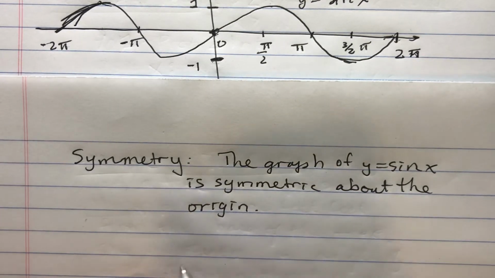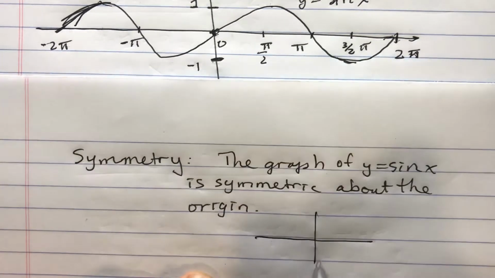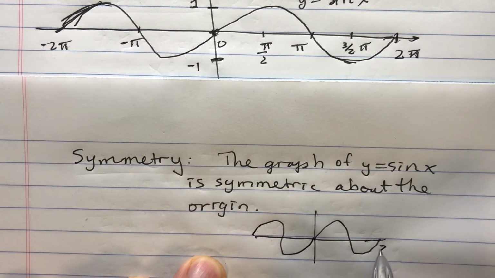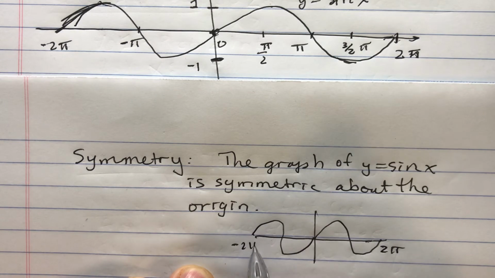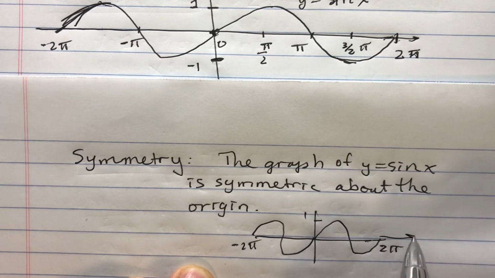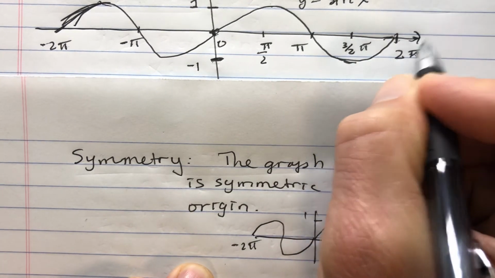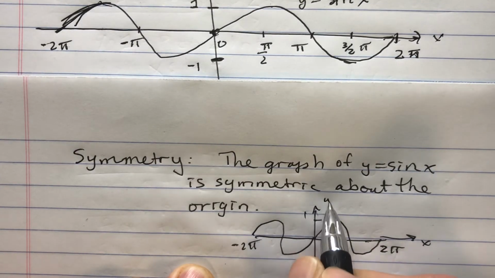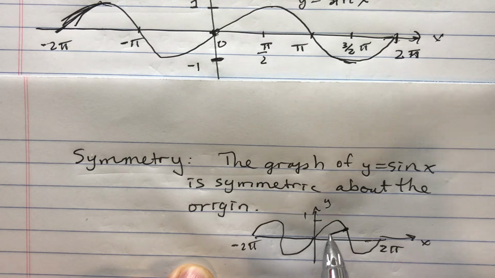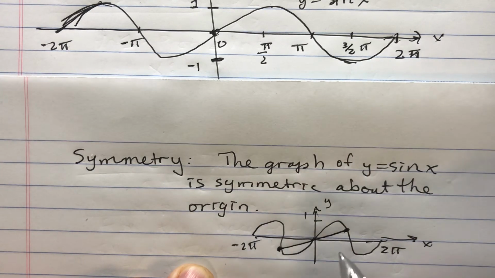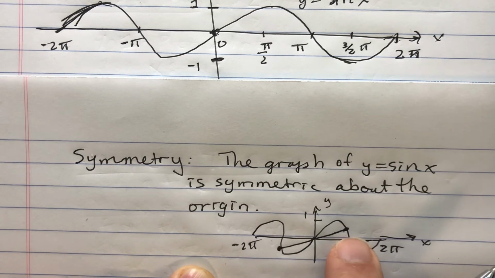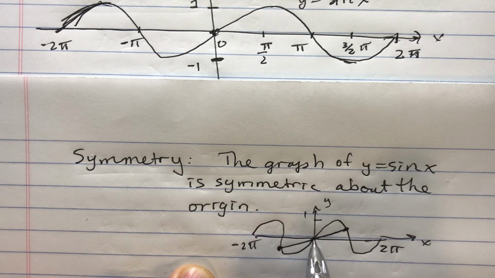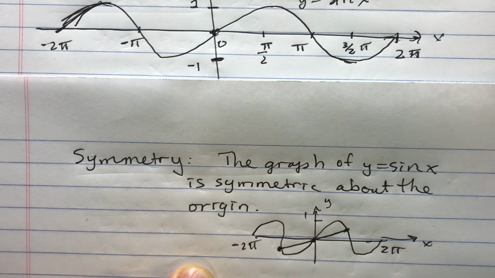What that means is, I'm going to draw a little sine graph over here. Actually, up here I didn't write x and y. It means if you take a point and you go through the origin and you end up on the other side, you'll have a point at an equal distance from the origin. So we pass through the origin.